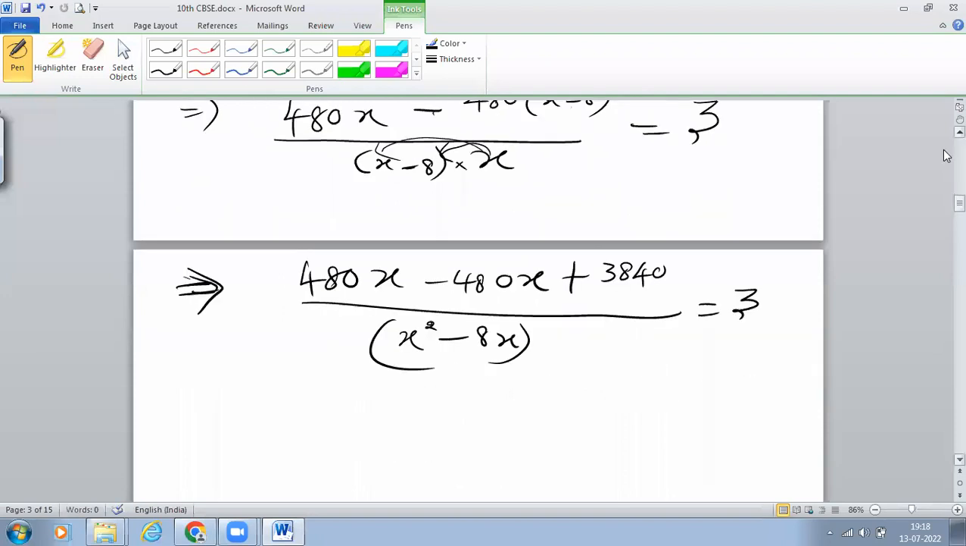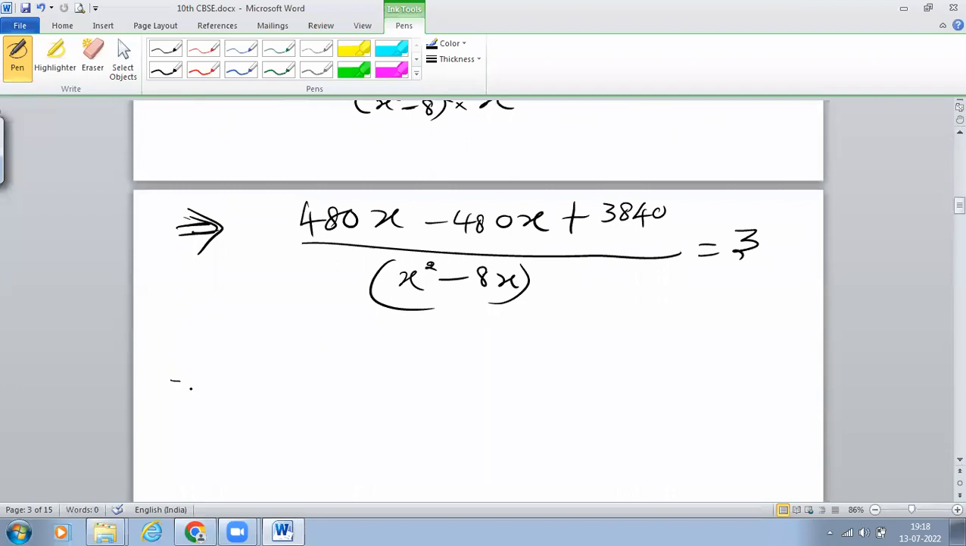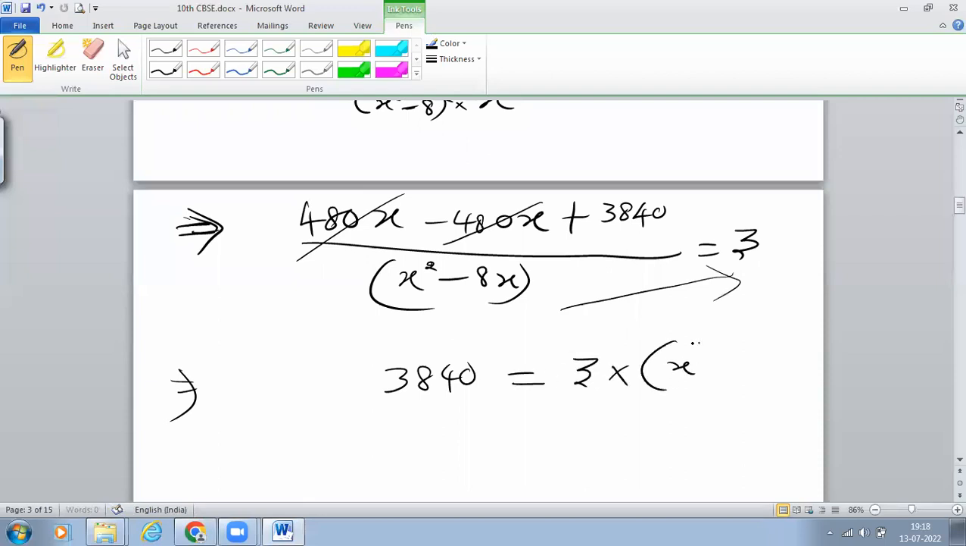Now next step, see here, this is plus 480x, this is minus 480x. 480x minus 480x gets cancelled. Now in the numerator we have only 3840. Now this term which is in division, when it is taken to the opposite side, becomes multiplication. Therefore, 3840 is equal to 3 into x square minus 8x.